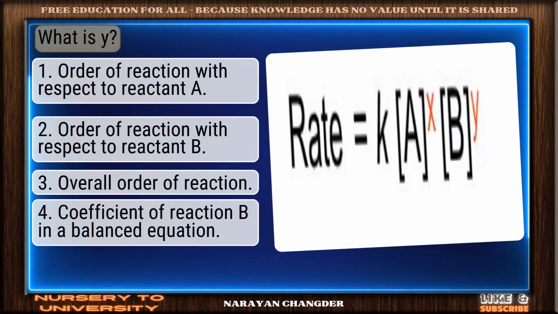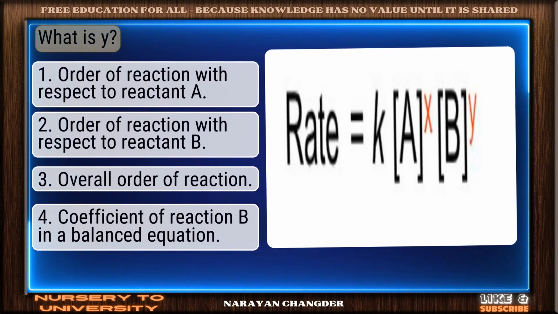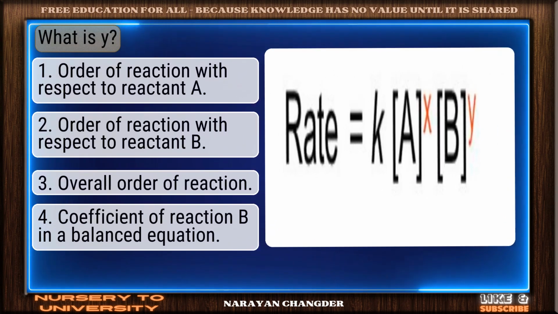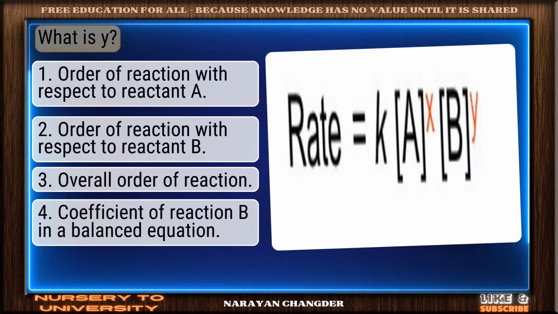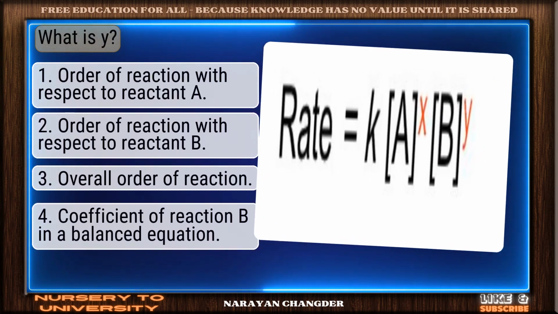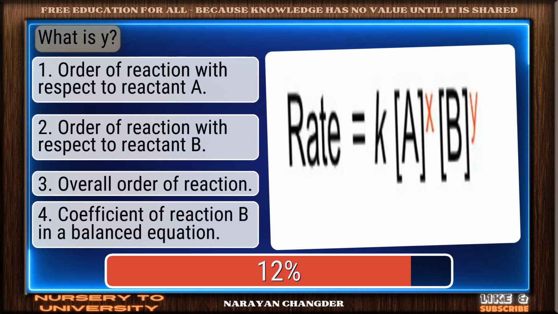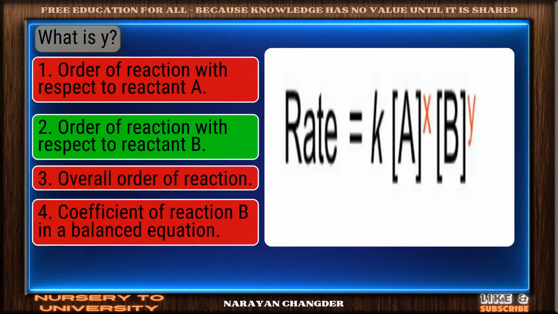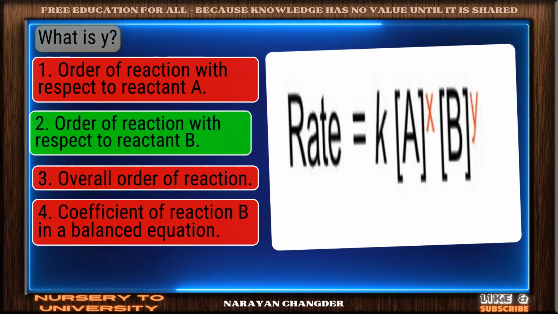What is y? Option 1, order of reaction with respect to reactant A. Option 2, order of reaction with respect to reactant B. Option 3, overall order of reaction. Option 4, coefficient of reactant B in a balanced equation. On track, order of reaction with respect to reactant B.